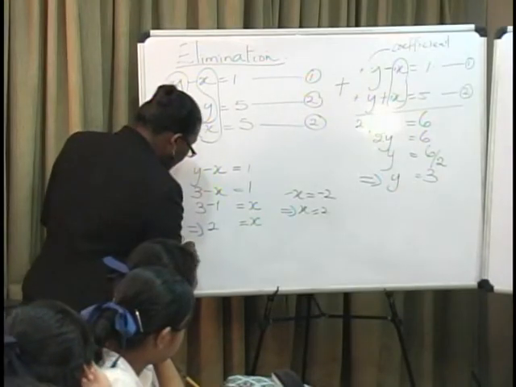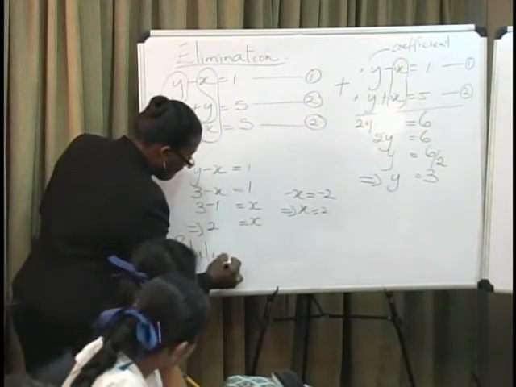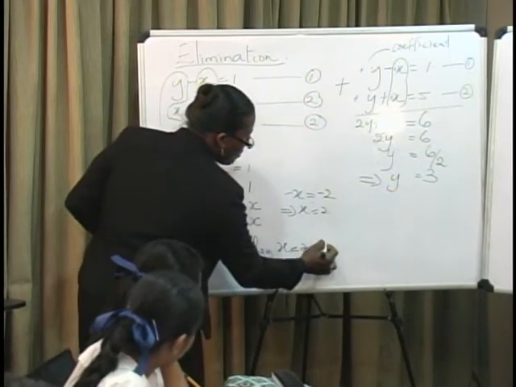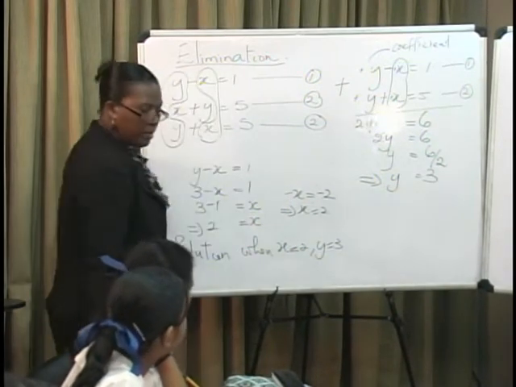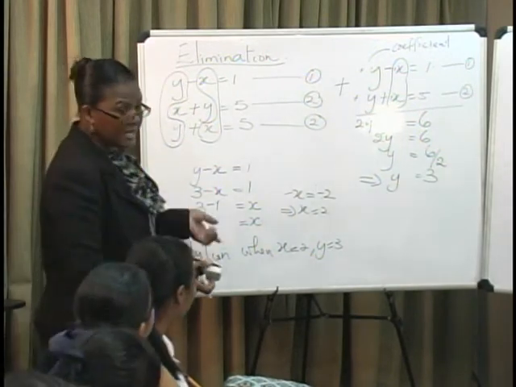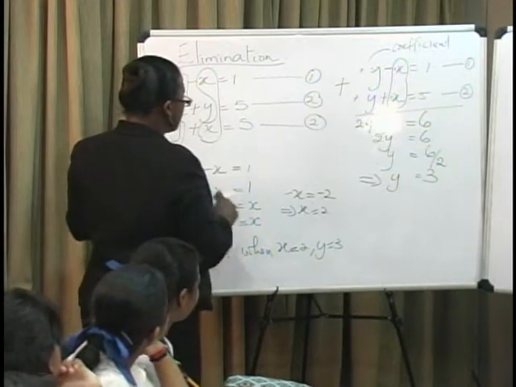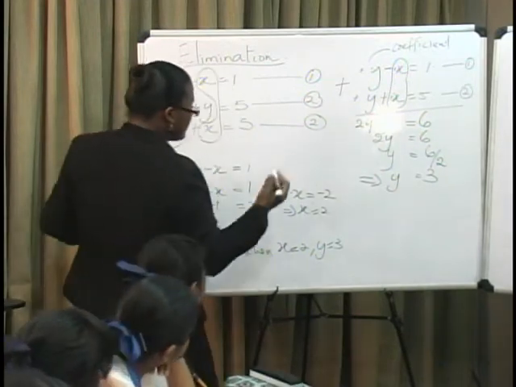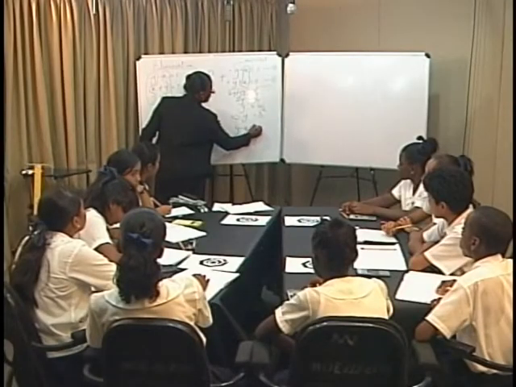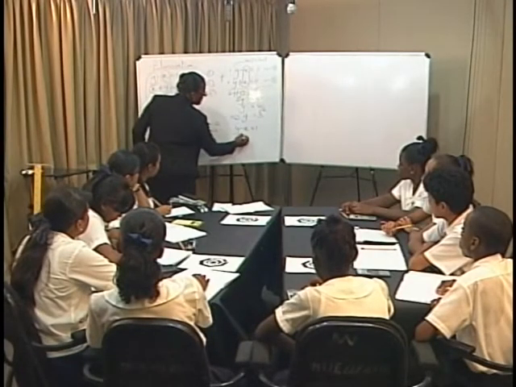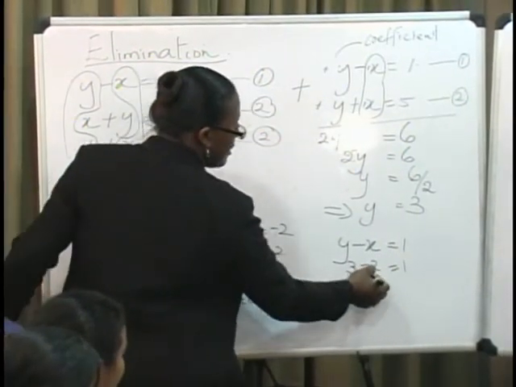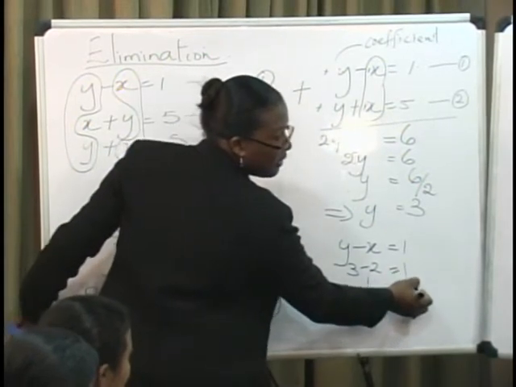So our solution: when x is equal to 2, y is equal to 3. But are we absolutely certain? No, we've got to go back and test our answers. Our first equation said if we take x out of y, we're going to be left with 1. y is 3, x is 2, and what we're left with? 1. So our answer on the left is equal to our answer on the right.